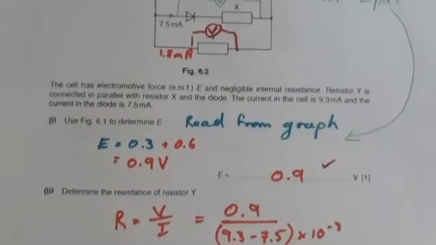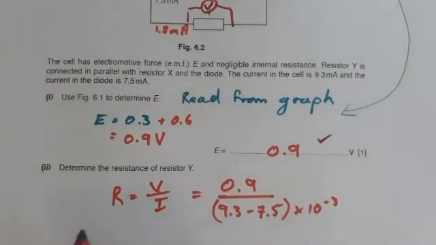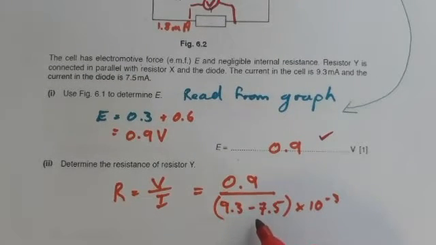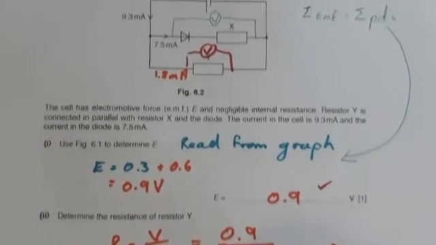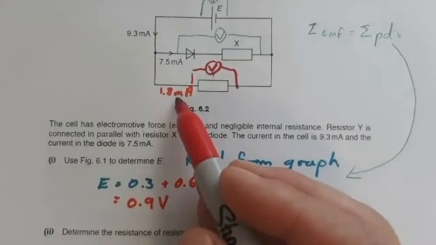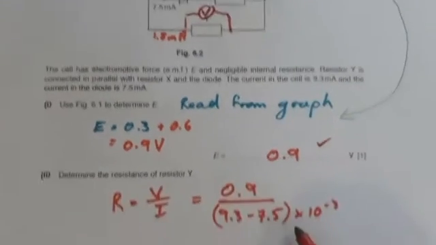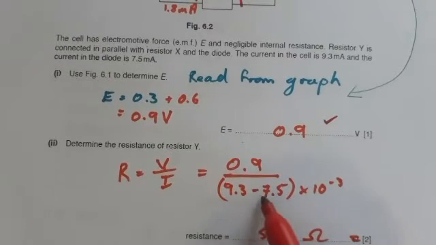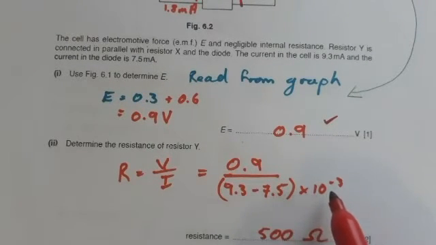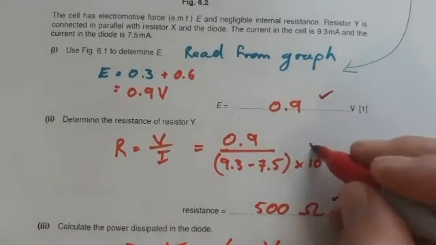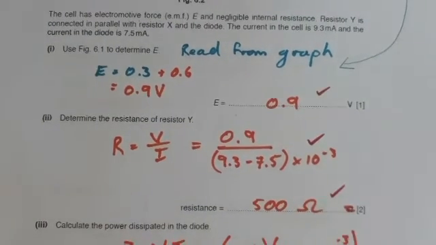So coming back to my formula, R equals V over I. We have my potential difference, and then the current going through there, the one that I actually did with Kirchhoff's first law. So it's 1.8 milliampere. You can show it like this. That's the 9.3 minus 7.5 times 10 to the negative 3. That is 1.8 times 10 to the negative 3. And we get to 500 ohm. Again, 2 marks for that question.